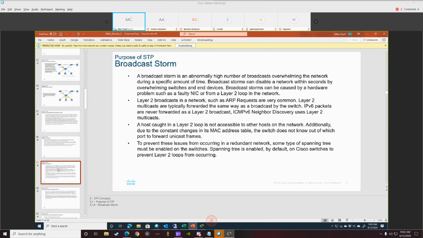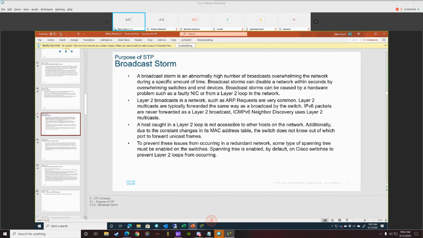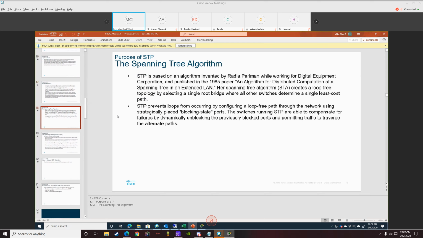Anyway, that's again the same scenario. So how do you prevent all this? It's the Spanning Tree Protocol. They're talking about STA. What's STA? STA is the Spanning Tree Algorithm.